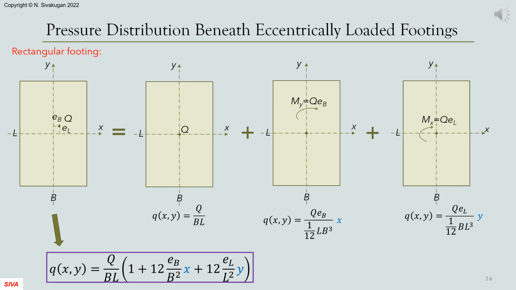Here for an eccentrically loaded rectangular footing, we have to determine the vertical pressures beneath the footing in terms of the Cartesian coordinates. We convert the eccentric load into a centric load and two moments, My and Mx. The equation at the bottom defines the vertical soil pressure at any point beneath the footing.